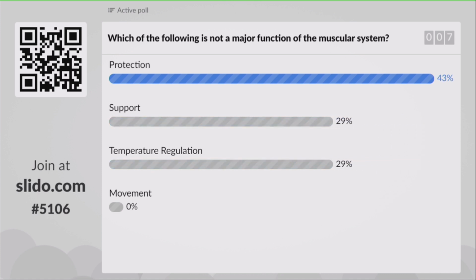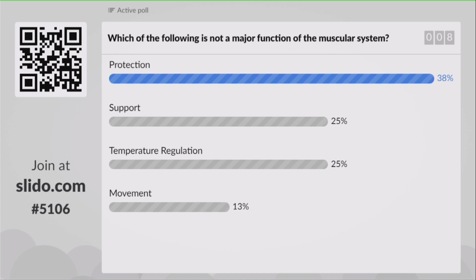So let's talk back over the things that we looked at. Protection, we know for sure that our muscles can protect our inside organs, also our back and our chest. Support, we didn't really talk about support for that. Remember, support is more of your skeletal system.